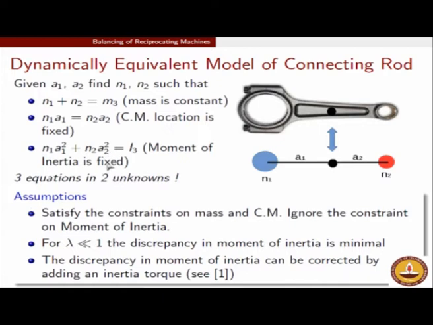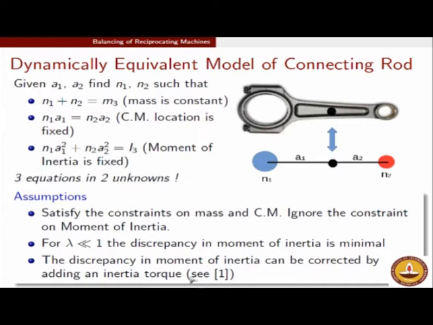So this may feel somewhat arbitrary at this point, but it is known, it is given in the literature, that when we take this lambda, and what is lambda? That is crank radius by connecting rod length. When the connecting rod is large compared to the crank radius, this discrepancy is actually small. A more involved analysis will tell you this, and it will also tell you that if you are very bothered about this discrepancy in moment of inertia, it can be corrected by the application of inertia torque.